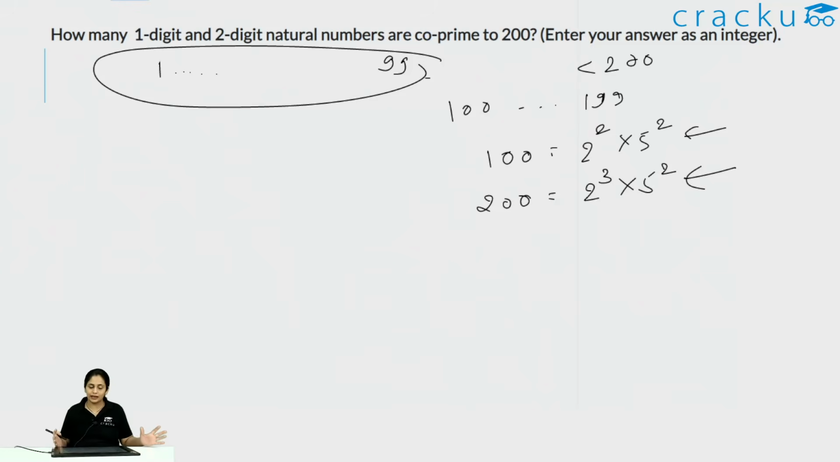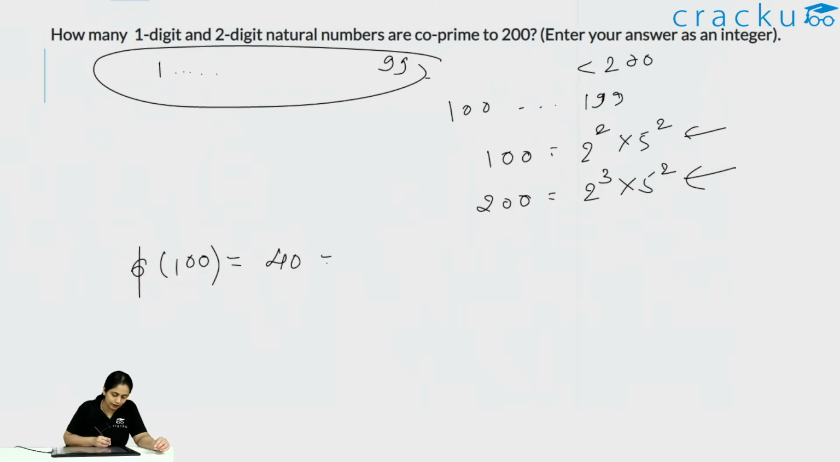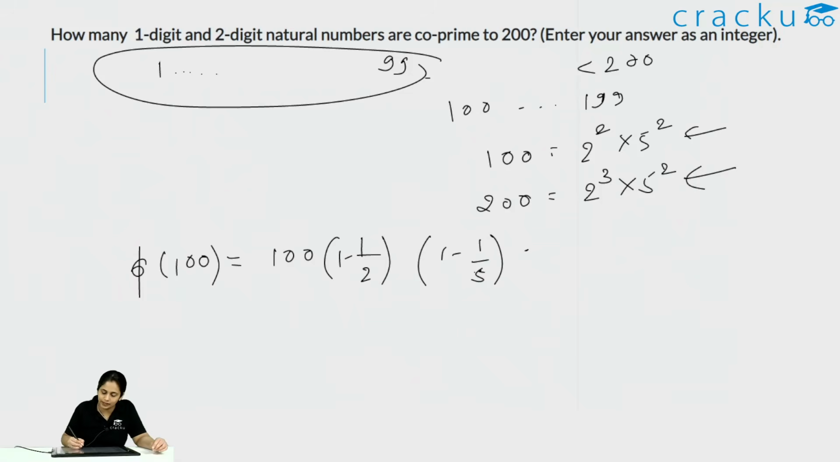So once you have that, we can now say how many single digit and 2-digit natural numbers are less than 100 and co-prime to it. That will be basically phi of 100. Phi of 100 we just found out to be 40. How did we find that out? In case you missed it, if you go back, this is 100 into 1 minus 1 by 2 into 1 minus 1 by 5. If you multiply this together, you get 40. So phi of 100 is 40.